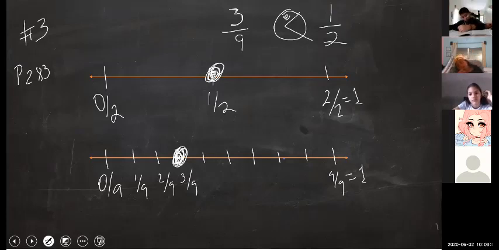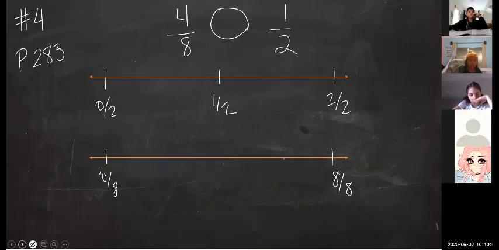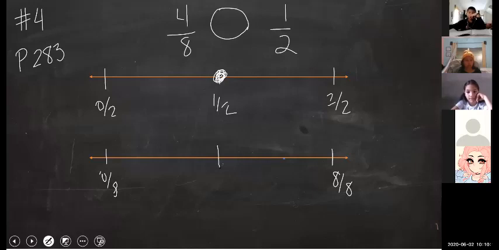Let's go ahead and do number 4. In number 4, I have 4/8 and 1/2. Let's put 1/2. It's exactly in the middle. That's the half, like a half of an orange. You have two oranges exactly. Okay, this is 1/2. And let's find the 4/8. Here the number line has to be divided in 8 parts. Why 8 parts? Because the denominator tells you how many parts divide the whole. In here we have 4 and we need 8 parts.